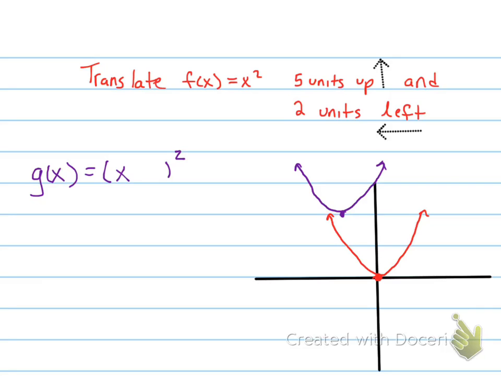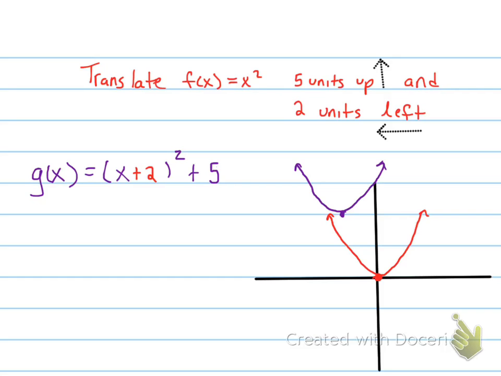So 2 units left. I'll do that in red. 2 units left. That's in the negative direction, but it's the opposite sign. So it's plus 2 here. Plus 2. And 5 units up, so that'll be plus 5. Okay? Hopefully that makes sense.